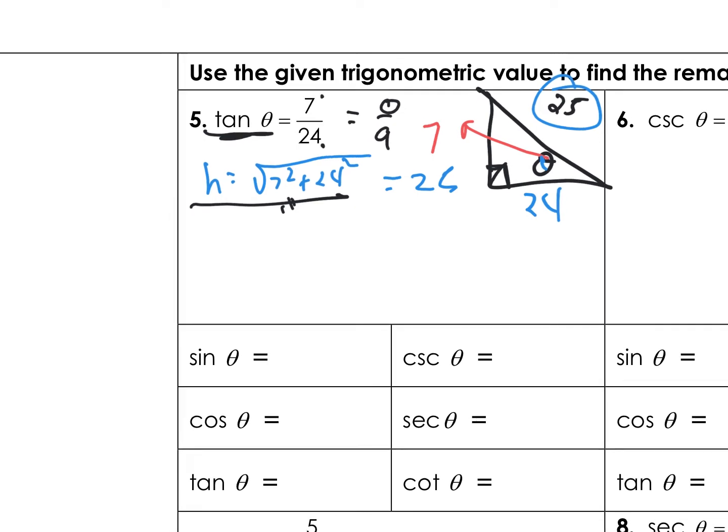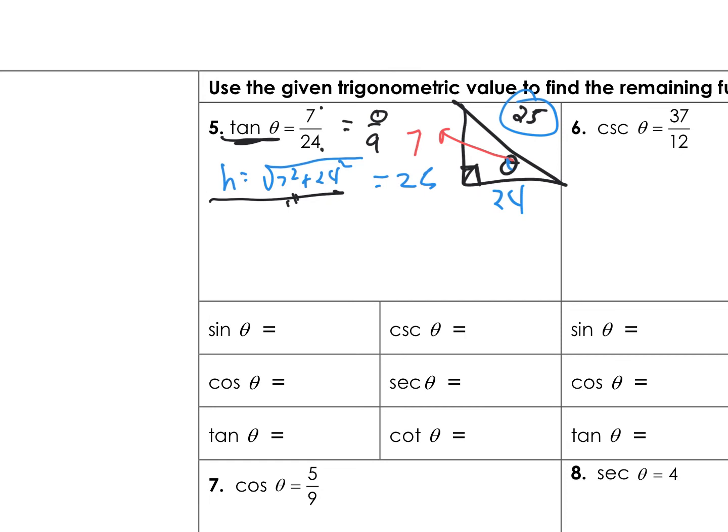We have all the numbers I need now. Sine of theta, real quick. As fast as you can. Let me hear somebody. Something over something. Wow, you're so correct. Opposite over hypotenuse. 7 over 25. Yen, cosine of theta. 24 over 25. Yen, tangent of theta. 7 over 24.